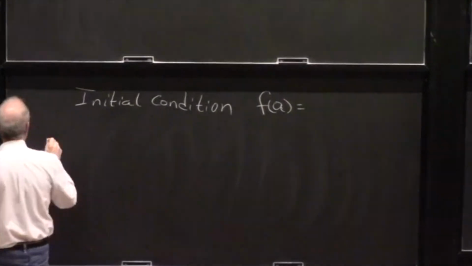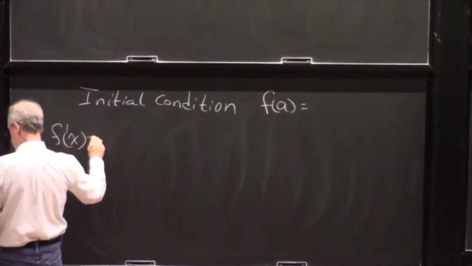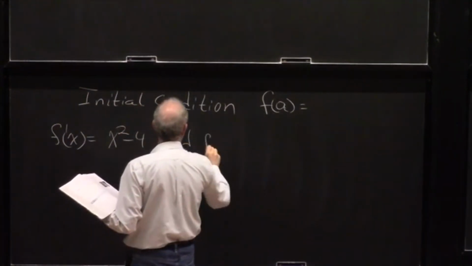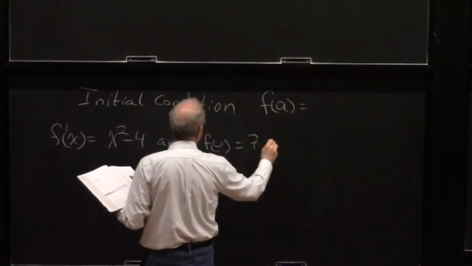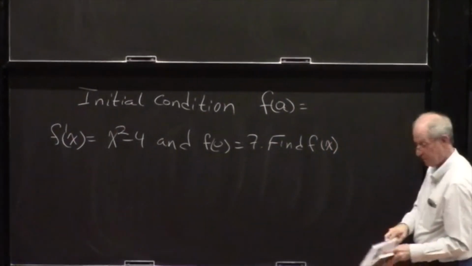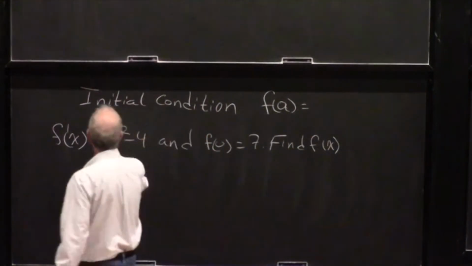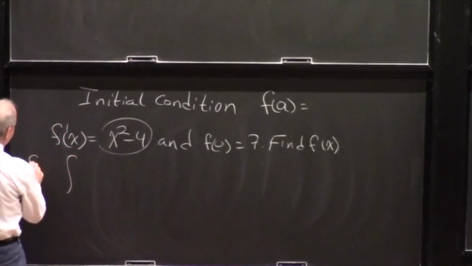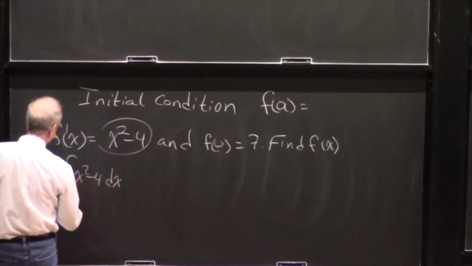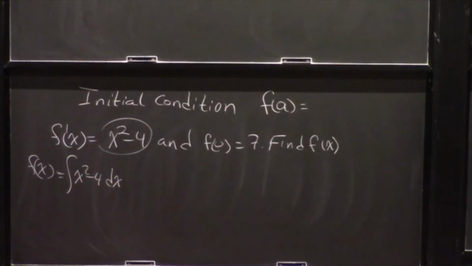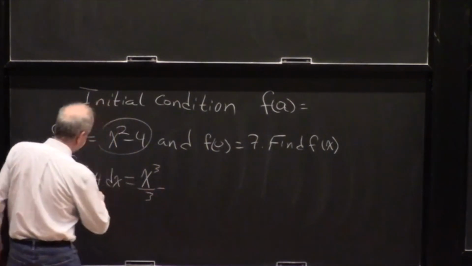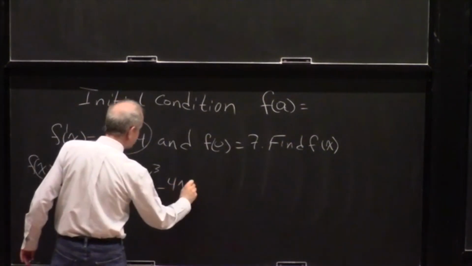Suppose I told you that f prime of x is x squared minus 4, and f at 0 equals 7, find f of x. So we have to do 2 steps. First, we do the antiderivative. So we would say f of x is the integral of x squared minus 4 dx. So remember the rule. Add 1 to the power, divide by the new power. And 4 is a constant, so that's just 4x.